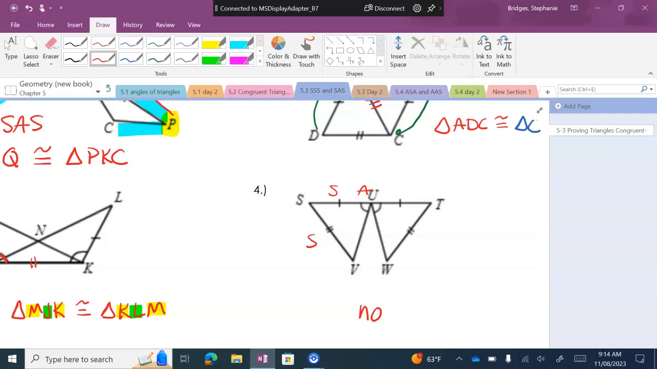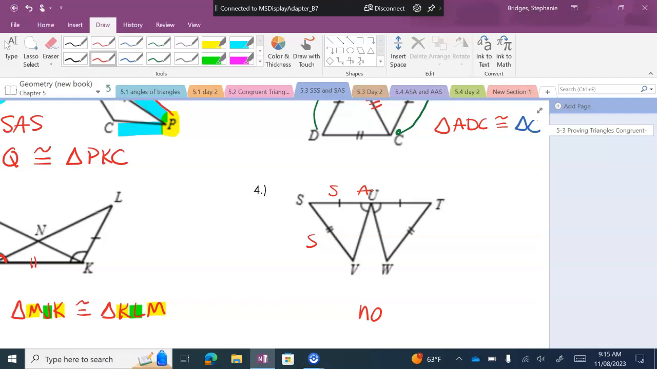So your combination of letters should not be in that order. It should not be a side, side, then an angle. It should be a side, an angle, and a side. What I mean by that is if I have a picture, wherever I start, I have to go in the same direction clockwise, side. The next thing I come to is an angle and then a side.